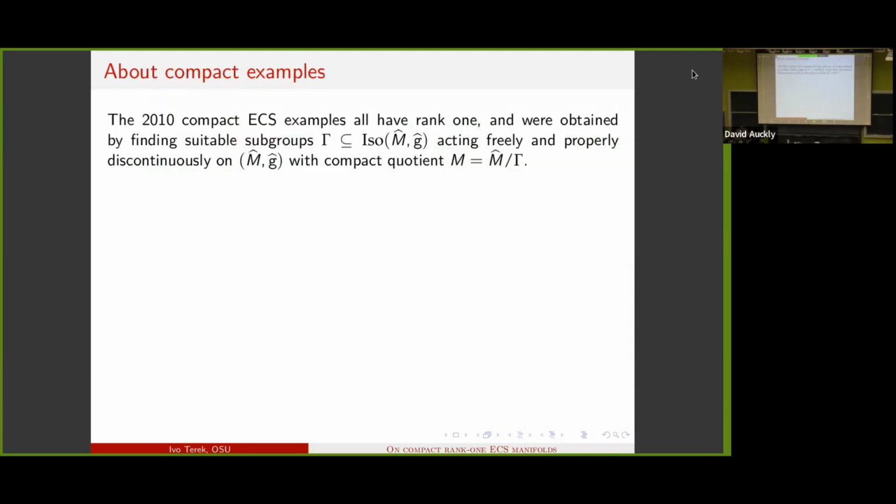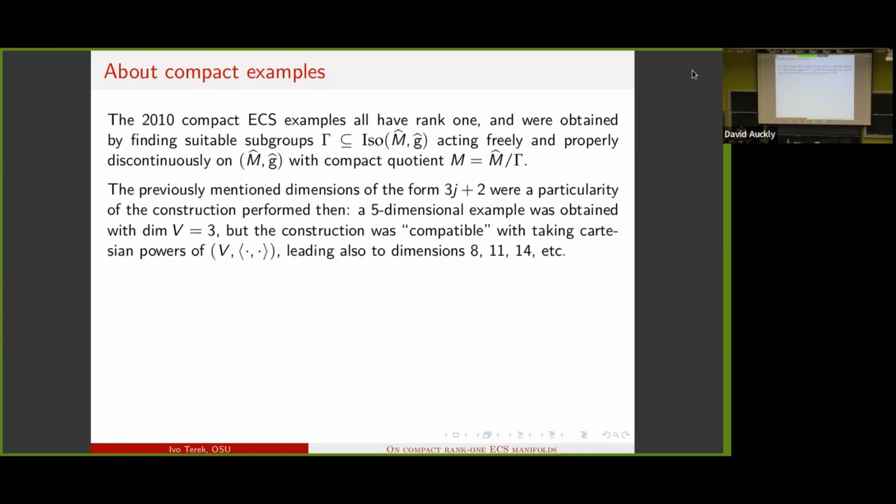Now, that being said, the 2010 examples all have rank 1. And the way they were obtained was by looking for subgroups of the isometry group of that PP wave, acting freely and properly discontinuously so as to provide a compact quotient. Now, as I mentioned before, those strange dimensions turned out to be something very particular to that construction. They found such a group gamma in the case where the dimension of V is equal to 3. And then they realized that their construction was compatible with taking Cartesian powers of V. And that's how you get the 3J plus 2.